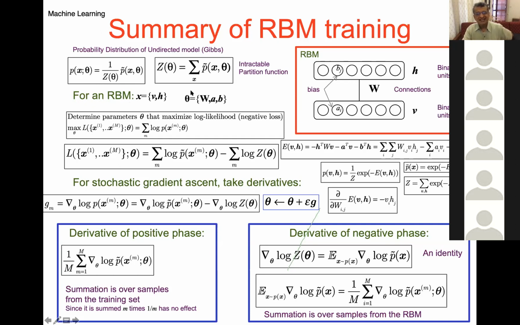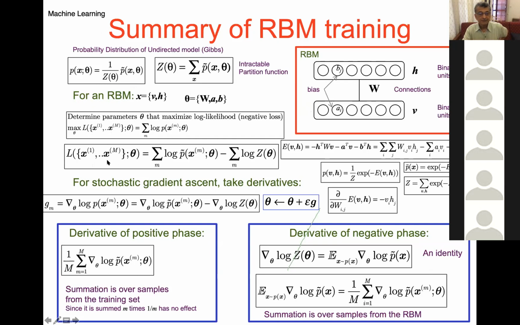So what is theta? Theta is W, A, B. These are all the parameters of this RBM. For an RBM, X is equal to V comma H. So what is X? X is V and H. That's in this diagram. V and H are given. So we have the joint distribution represented like that. So we have to determine parameters theta that maximize the log likelihood.